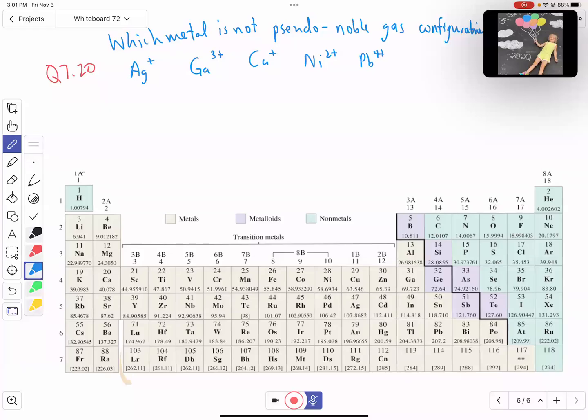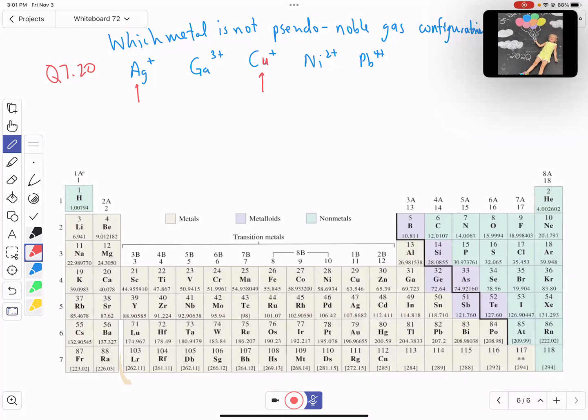Yeah, so question 20 from the reading: which metal ion does not have pseudo-noble gas configuration? This is kind of tricky because two of the atoms they give you don't follow the normal rules for electron configuration. Silver and copper are some of the elements that are an exception.